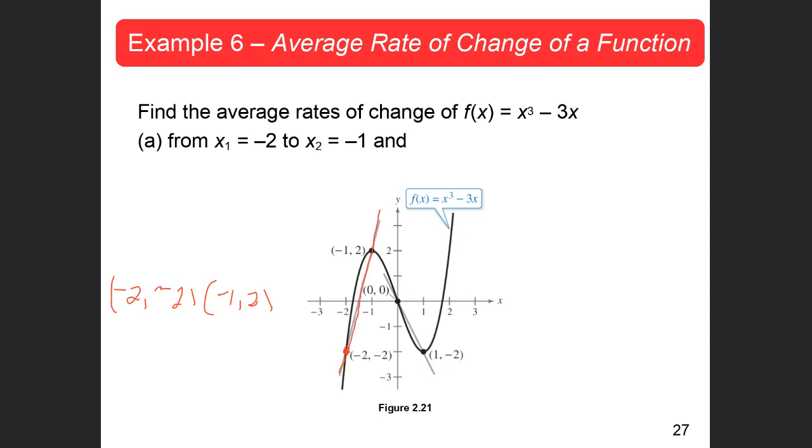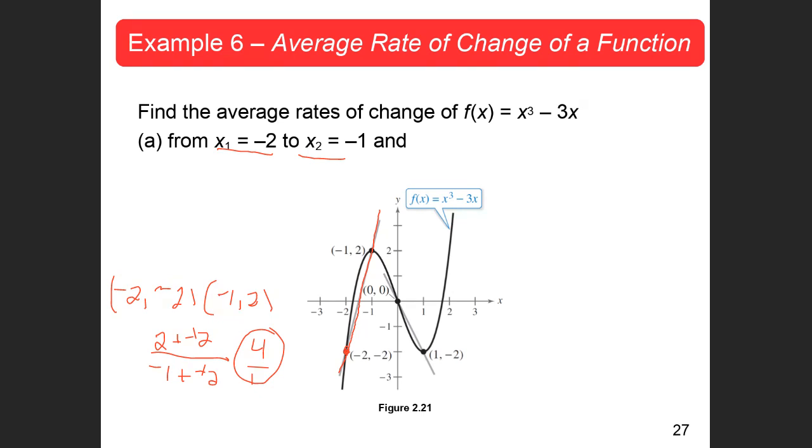Looks like that. If I did it correctly, it looks like the secant line is positive. So it definitely is going to have a positive slope there. So if I do my slope formula, that's going to be 2 minus -2 over -1 minus -2. So that's going to be 4 over 1. So the slope here, or the average rate of change between x1 and x2, is going to be 4.